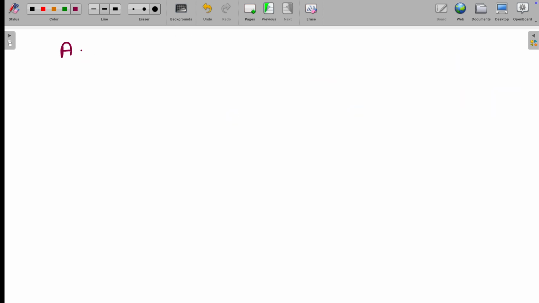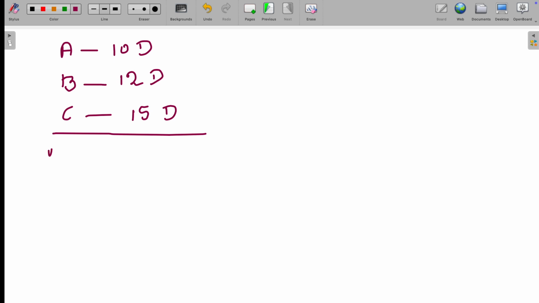A can complete a job in 10 days. B can complete a job in 12 days. C can complete a job in 15 days. Then A plus B plus C can complete a job in how many days? A plus B plus C can complete it in 12? Good. Again 12. So try others also.